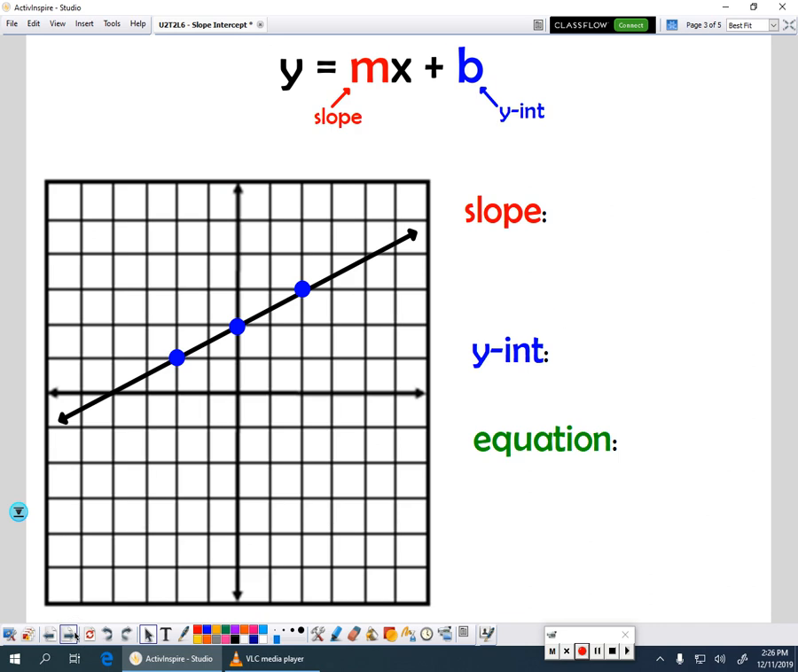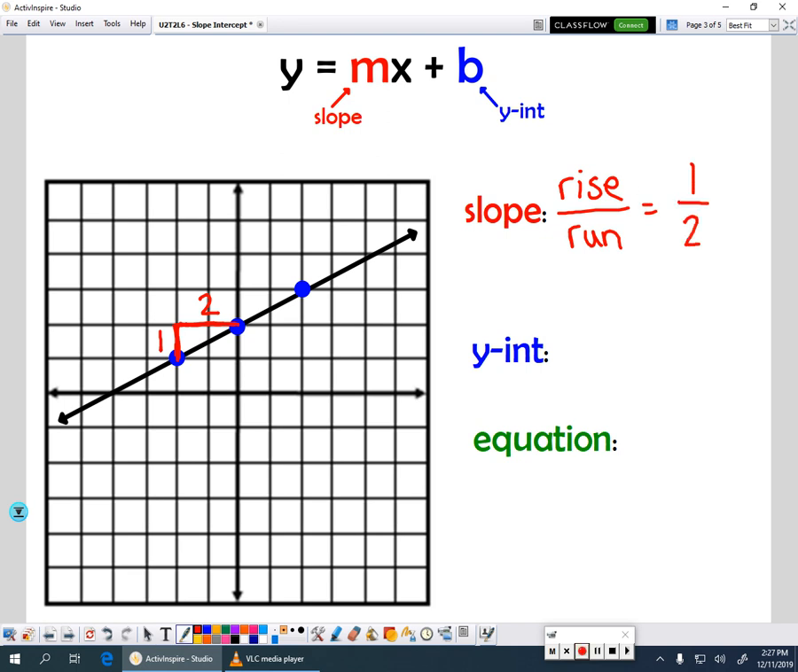Let me show you. So here is a line, and we want to write the equation of this line in slope-intercept form. First thing we're going to do is identify our slope. So I'm going to find 2 points, and I'm going to look for the rise and the run between those 2 points. In this case, my rise is 1, and my run is 2, which means this line has a slope of 1 over 2.